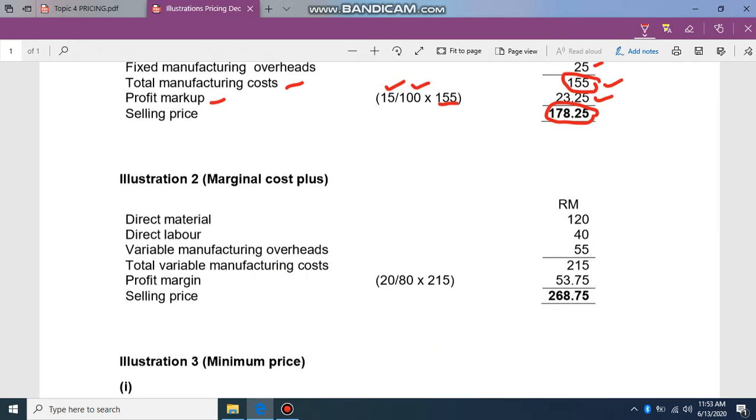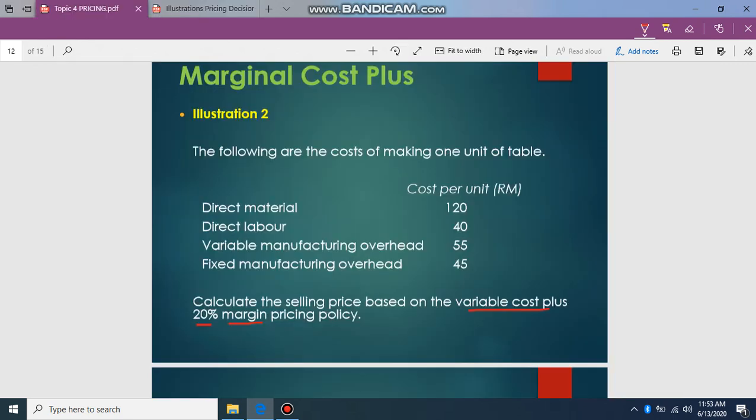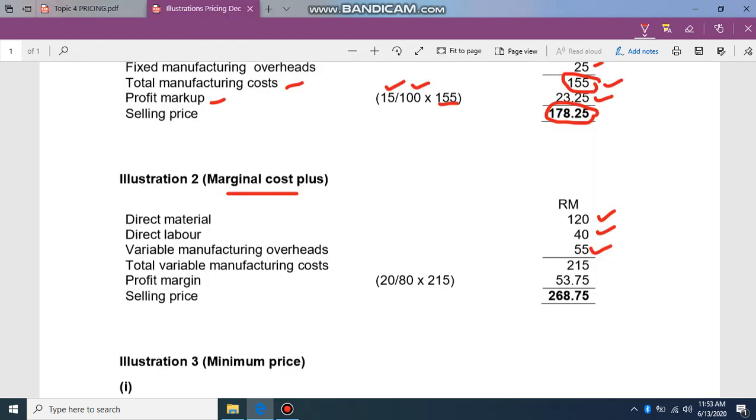Marginal cost plus: we just take the variable cost. So what is the variable cost? Direct material 120, direct labor 40, variable manufacturing 55. Fixed manufacturing is not the marginal cost, so it is not to be included. So the total variable cost is only 215, plus the profit.